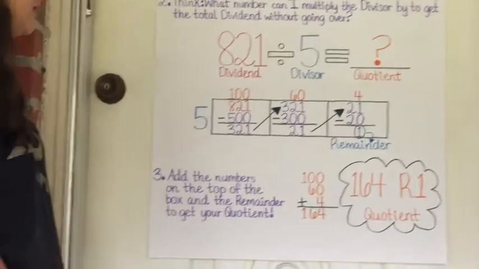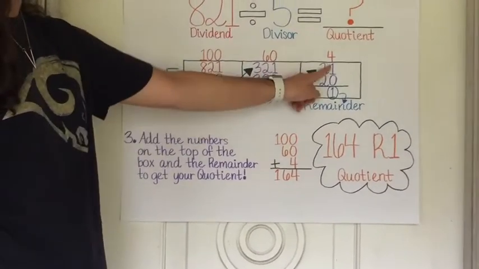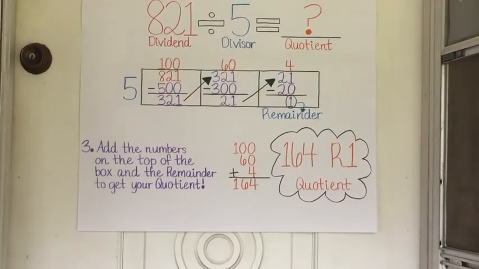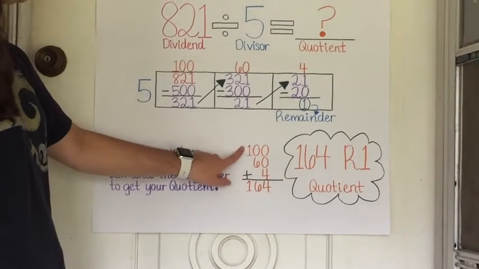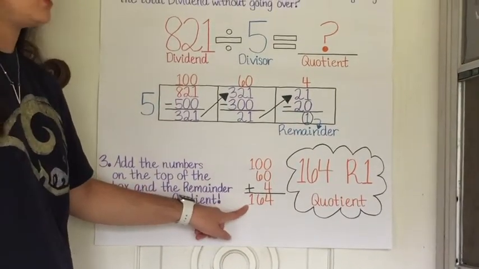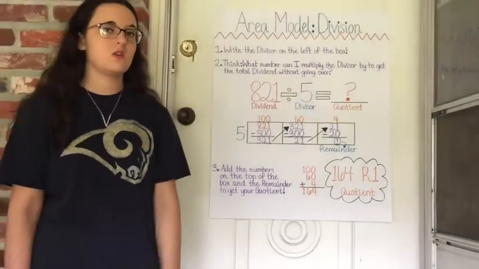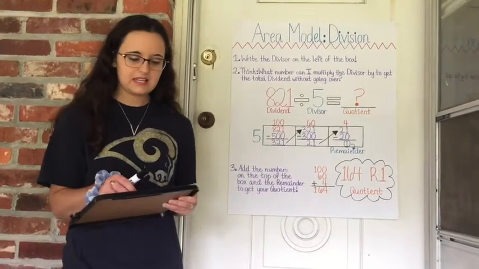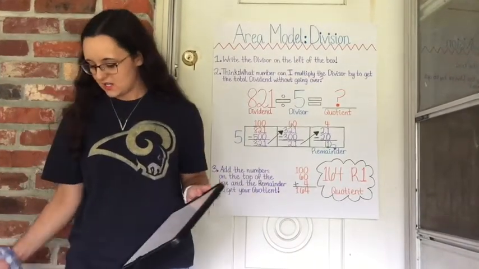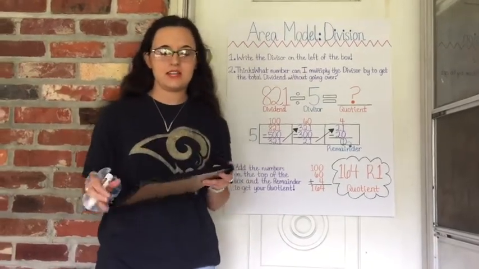Step 3 is to just add the numbers on the top of the box. So it would be these numbers up here and the remainder to get your quotient or your answer. So we would take 100 plus 60 plus 4 and get 164 with a remainder of 1 would be our quotient or answer.